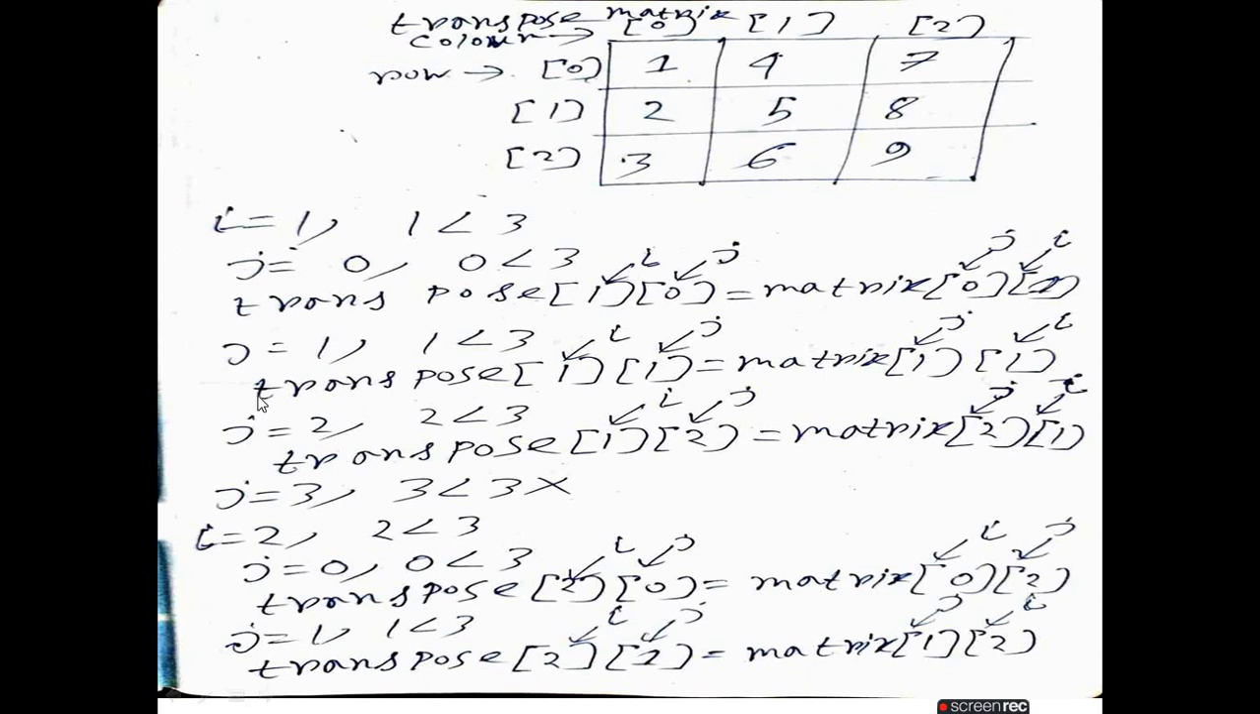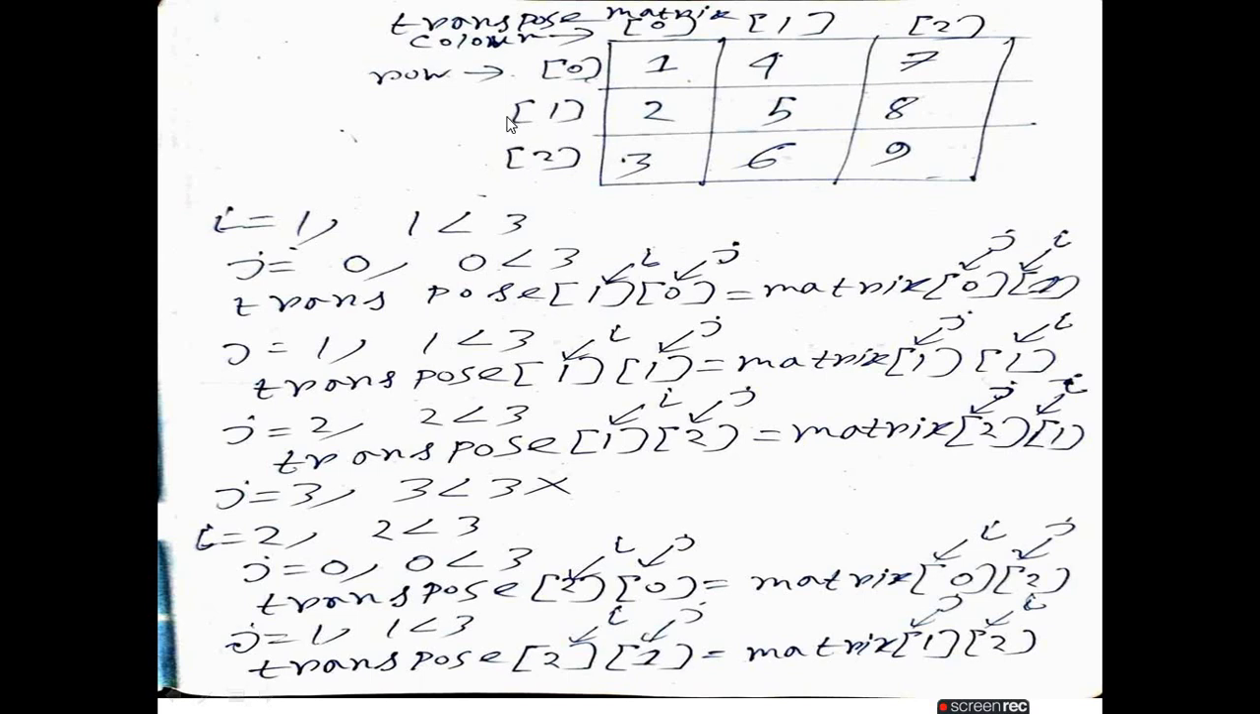Now again j is incremented. j becomes 2. 2 less than 3, yes. Transpose of ij, the i value is 1, the j value is 2. Transpose of 1 2 is assigned with matrix ji. The j value is 2, the i value is 1. So matrix 2 1, meaning row 2, column 1, is successfully inserted in transpose of row 1, column 2.